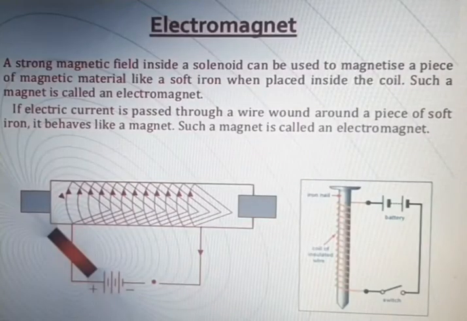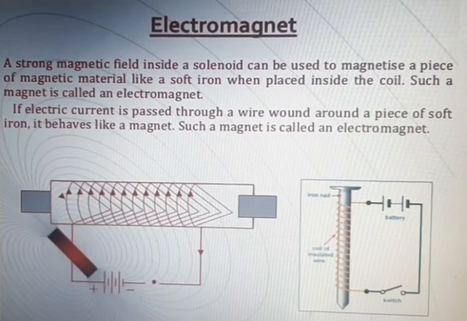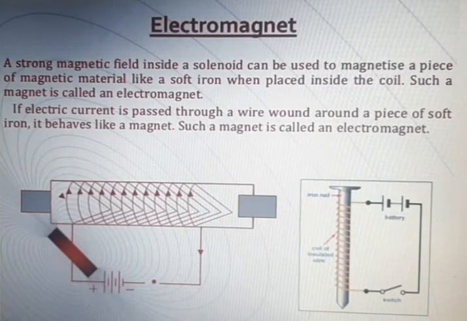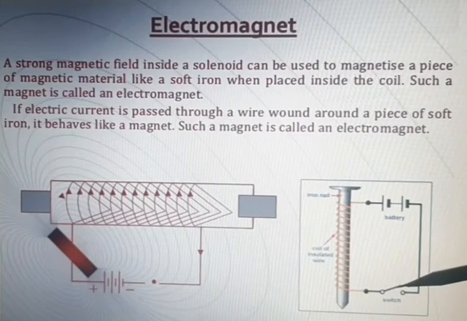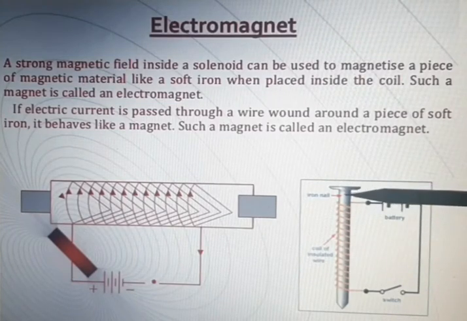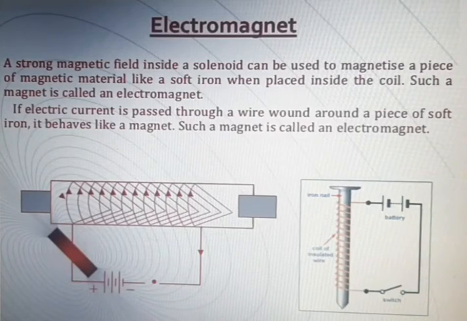Our next topic of discussion is electromagnet. A strong magnetic field inside a solenoid can be used to magnetize a piece of magnetic material like soft iron when placed inside the coil. Such a magnet is called an electromagnet. That means we have a soft iron core, and when electricity is passed through the solenoid around it, we get a magnet. But as soon as we switch it off or stop the flow of current, this nail or this soft iron core loses its magnetic ability.